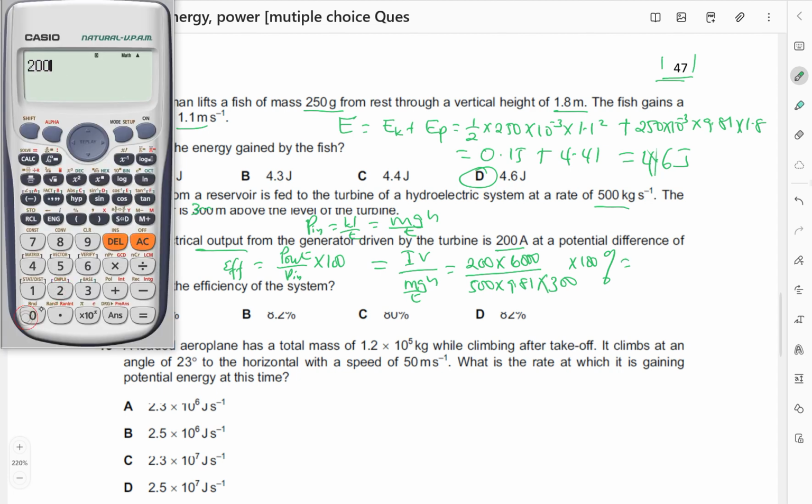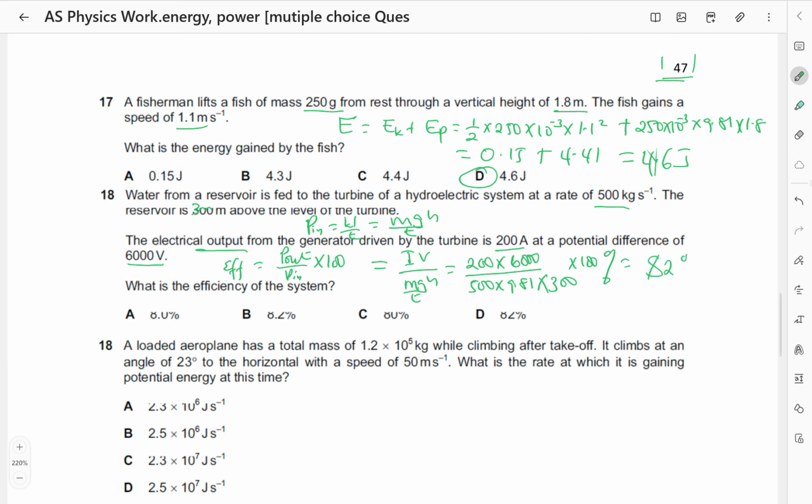So this is 200 times 6,000 times 100 to make it percentage, divided by 500 times 9.81 times 300, which gives us 81.5, which is approximately 82%. So this is 82%. So our answer is going to be D, 82%.